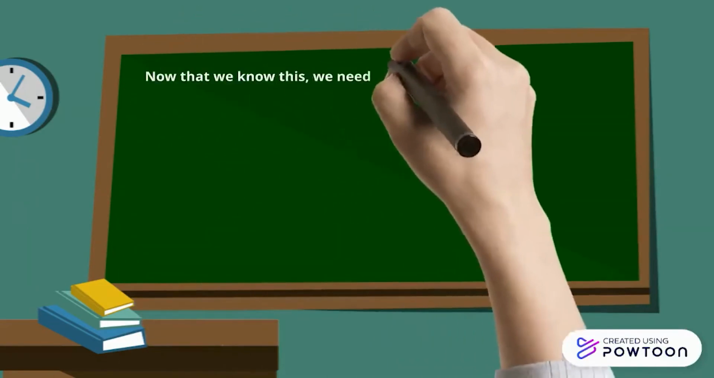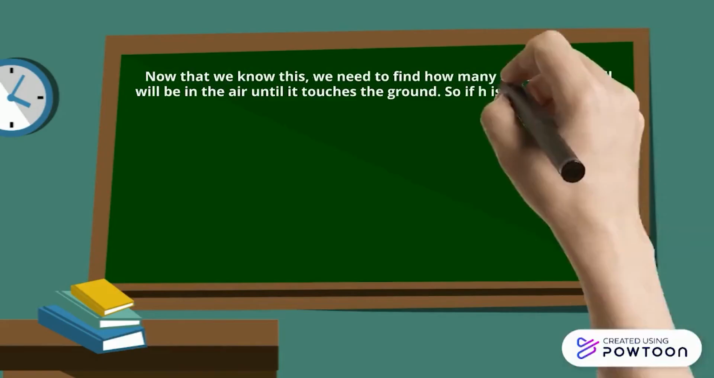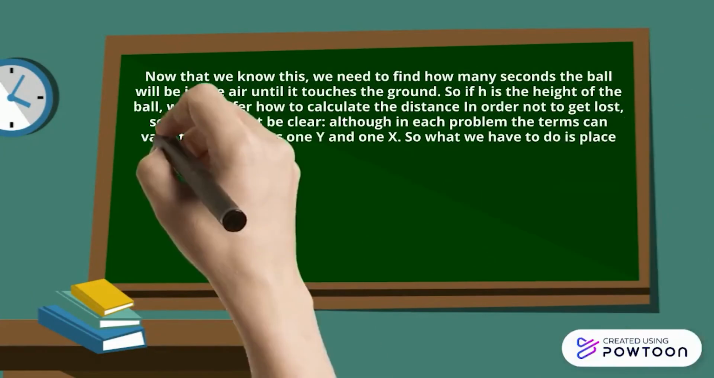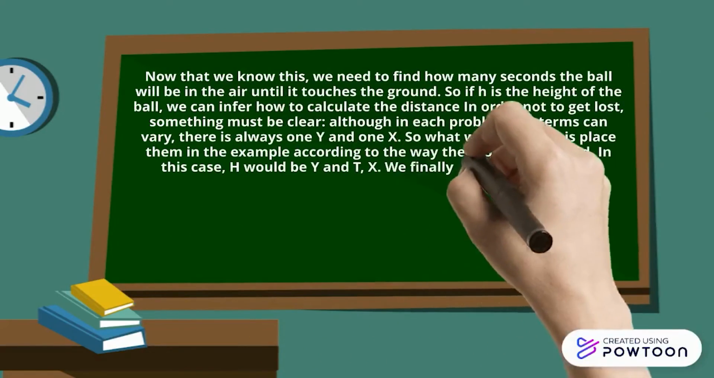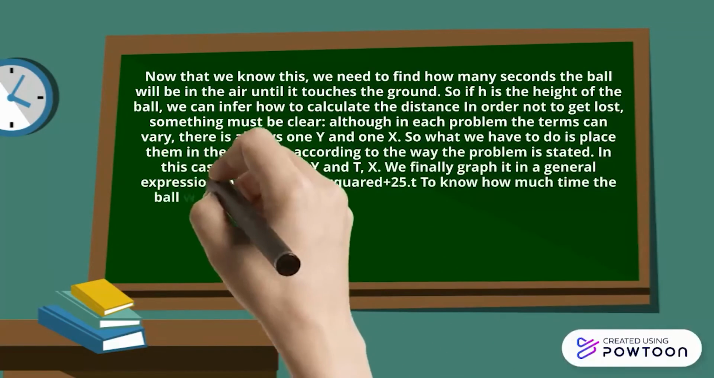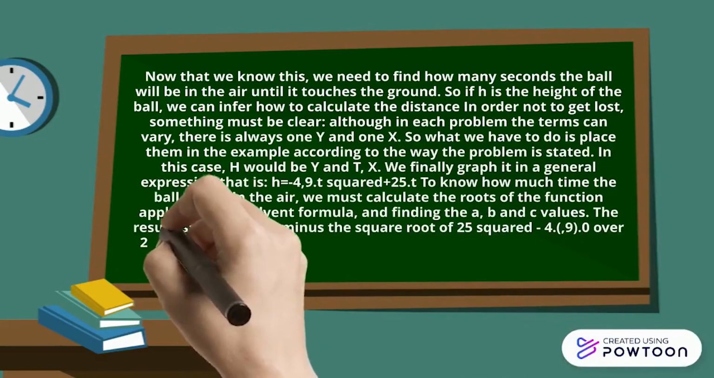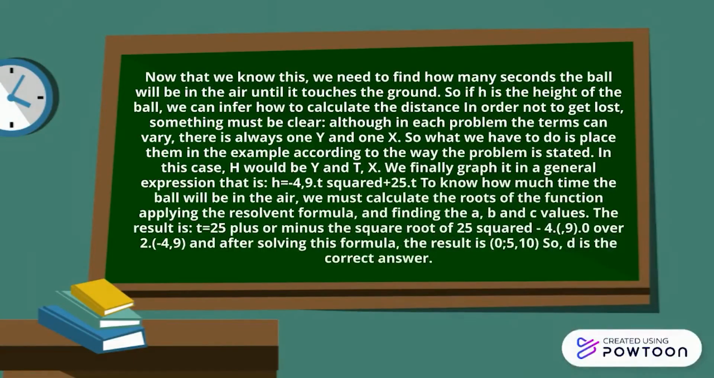Now that we know this, we need to find how many seconds the ball will be in the air until it touches the ground. So, if h is the height of the ball, we can infer how to calculate the distance. In order not to get lost, something must be clear. Although in each problem the terms can vary, there is always one y and one x. So what we have to do is place them in the example according to the way the problem is stated. In this case, h will be y and t will be x.